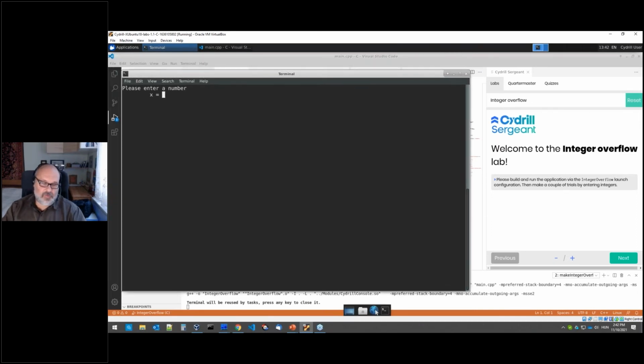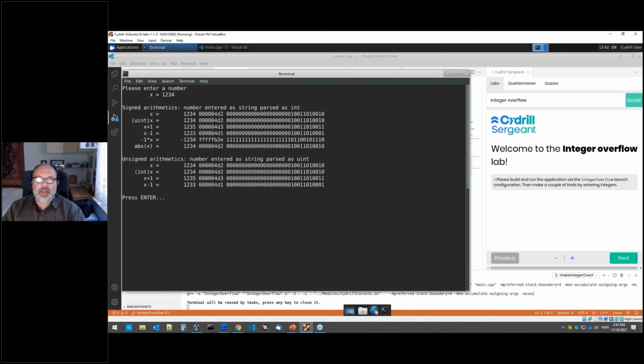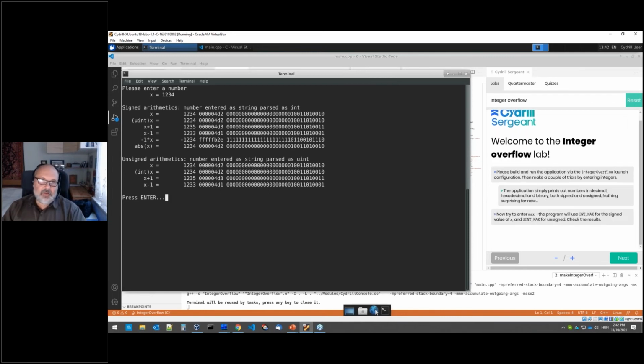It prompts me for a number. Let me put some random number here. It prints out the number +1, number -1, casting of the number. It does all kinds of arithmetic operations on the number, both in signed and in unsigned arithmetics. So if I enter 134, these are the values that are printed out. So far, nothing really surprising.